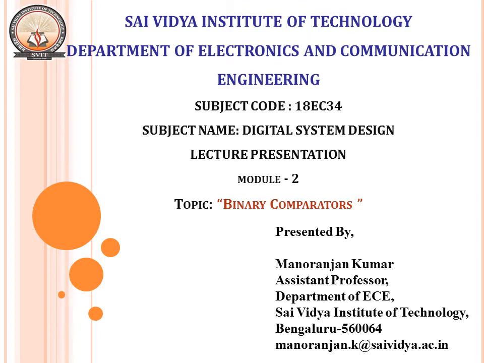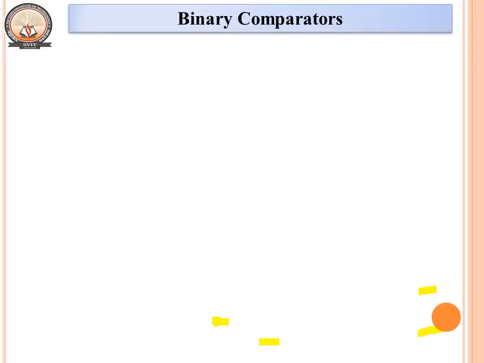Today we are going to discuss one topic from digital system design, from module 2, the binary comparator. A comparator is a combinational circuit which we use to compare the magnitude of two given numbers. So the first question is, what is a combinational circuit?